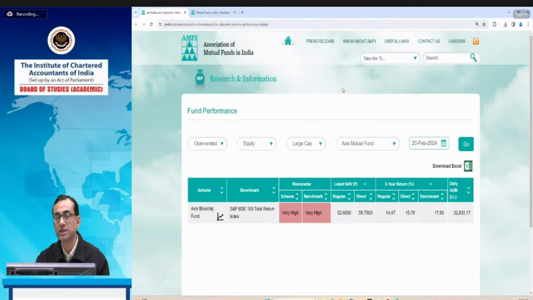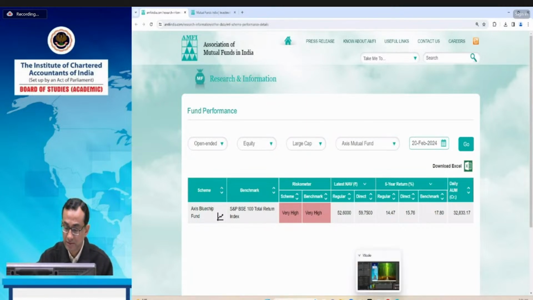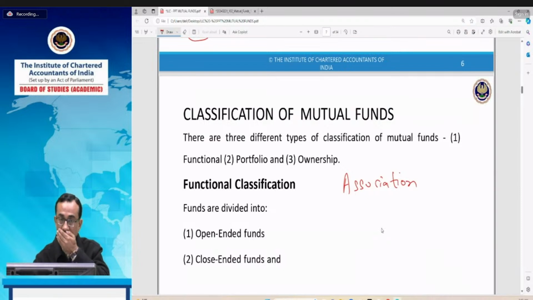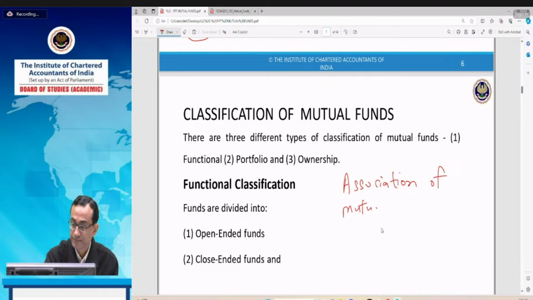So these are open-ended funds. One can see the performance of the open-ended fund as well as closed-ended fund by visiting the AMFI site, the site of the Association of Mutual Funds, which is actually the facilitator of mutual funds. One can find the details regarding open-ended funds, closed-ended funds, or any details regarding mutual funds on the Association of Mutual Funds website. In short, it is also called the AMFI.